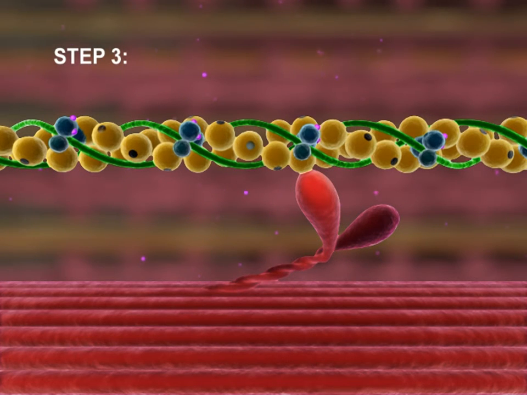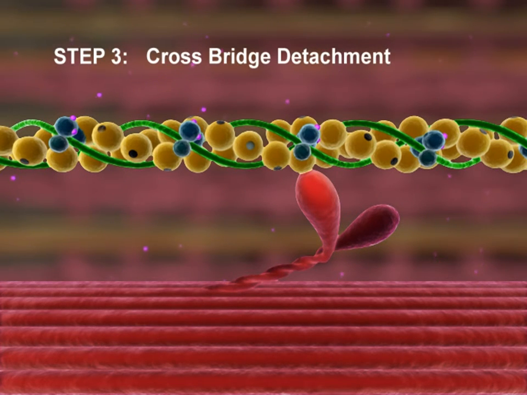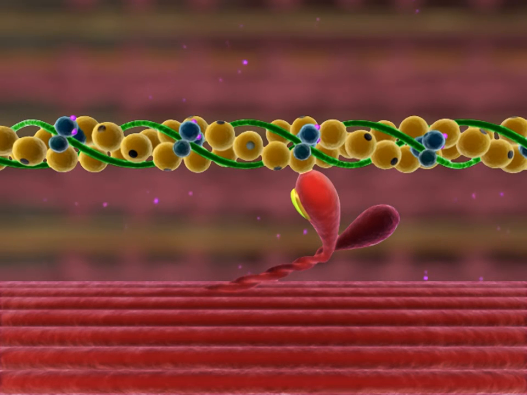Step 3. Cross-bridge detachment. When another ATP binds to the myosin head, the link between the myosin head and actin weakens, and the myosin head detaches.